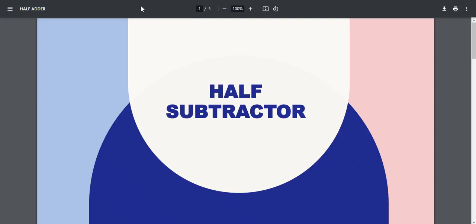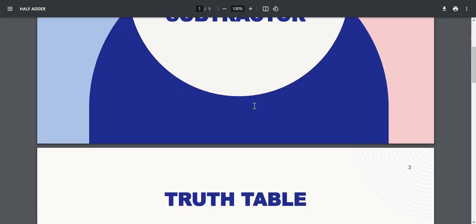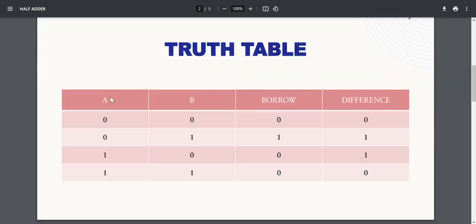Hello everyone. So in this video we are going to see what is half subtractor and how to implement it on Tinkercad. So basically in half subtractor we subtract two bits. So let's see the truth table. So here we have two inputs A and B and two outputs. One is difference and one is borrow.